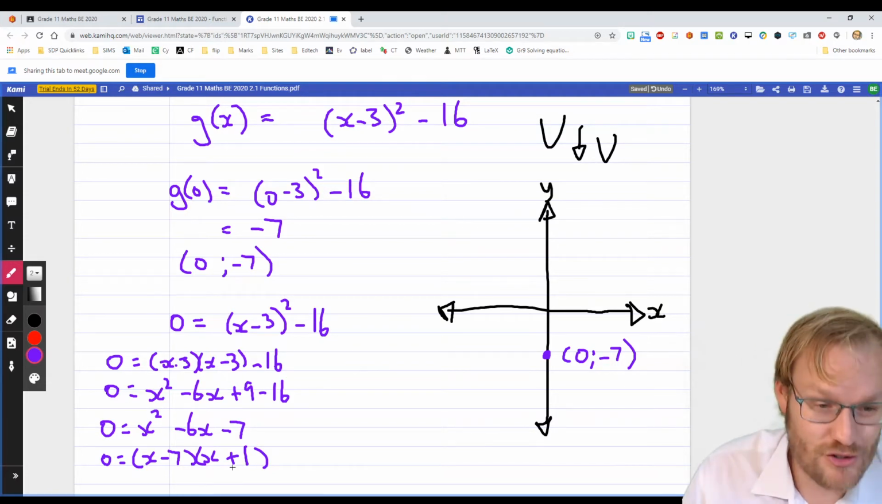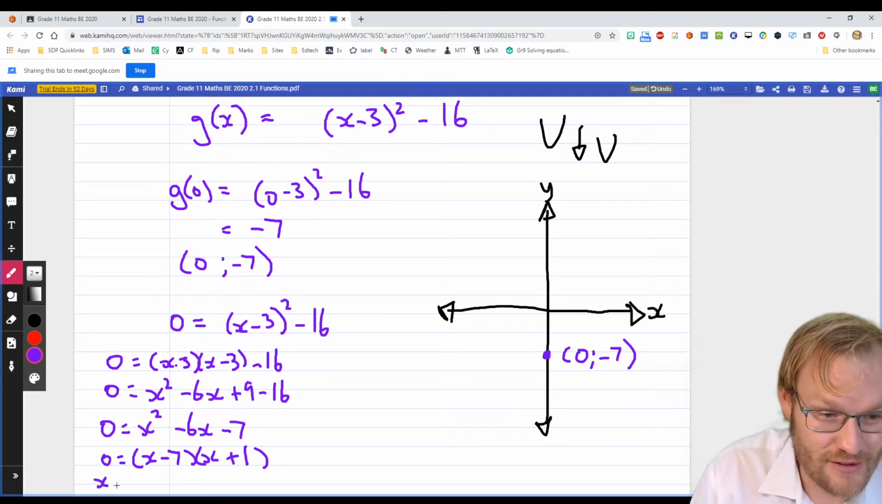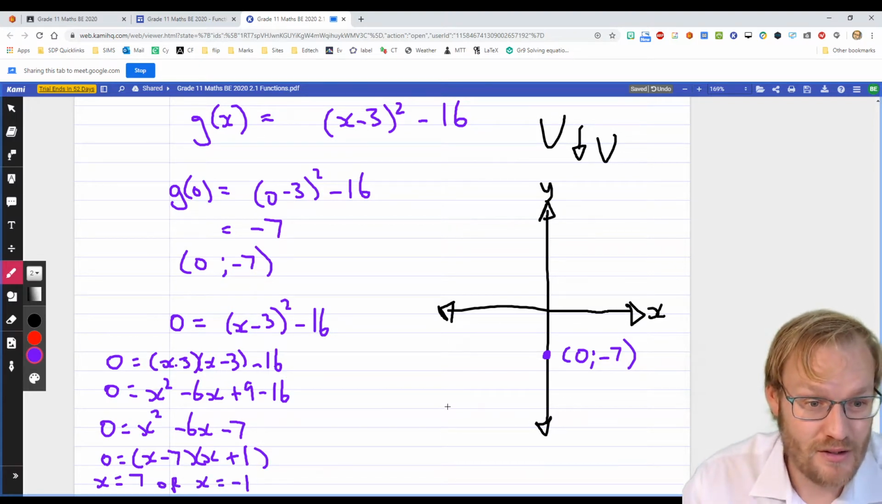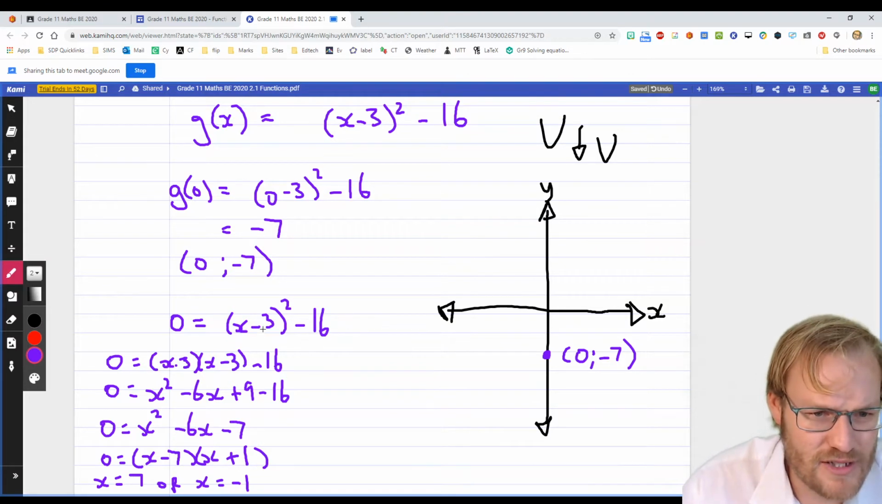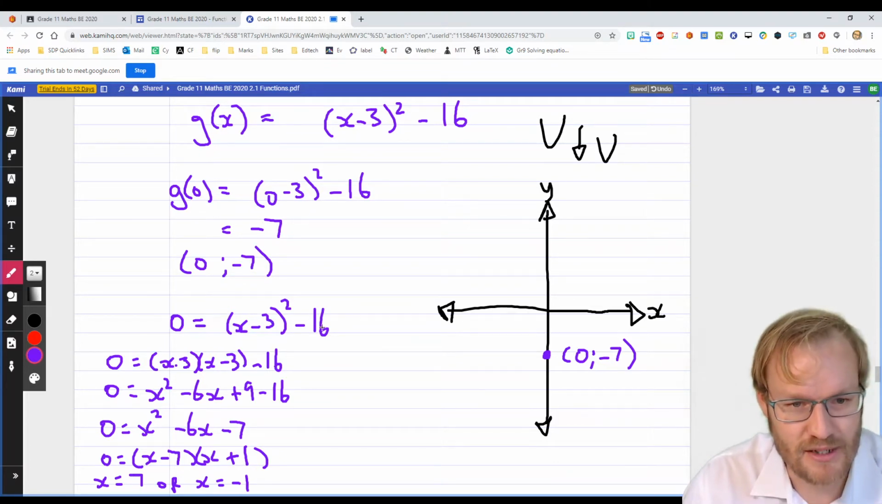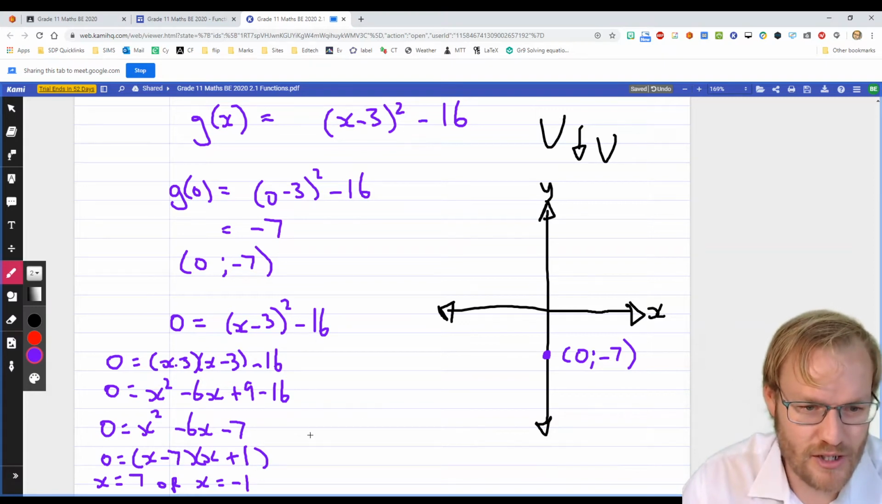Okay, so we got our two solutions. x equals 7 or x equals negative 1. And let's just check if we substitute it into this equation. 7 minus 3 gives us 4. 4 squared minus 16 gives us 0. Or negative 1. Negative 1 minus 3 is negative 4. So that squared is going to give you 16. So 16 minus 16 equals 0. So we've got our 2 here.